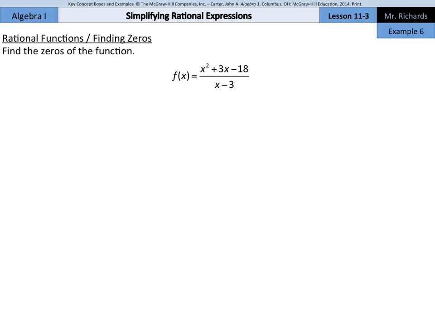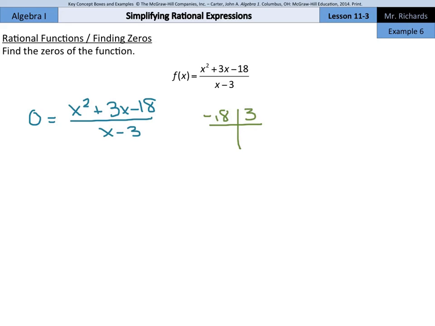In our last example today, we have find the zeros of the function. Well, our first step is pretty easy. We're going to put in 0 for f of x. So this becomes 0 equals x squared plus 3x minus 18 all over x minus 3. And now we get to factor. If we're looking for something that multiplies into negative 18 and has a sum of 3, positive 6 times negative 3 is negative 18, and they add up to be 3. So this is going to break into x plus 6 times x minus 3, all over x minus 3.